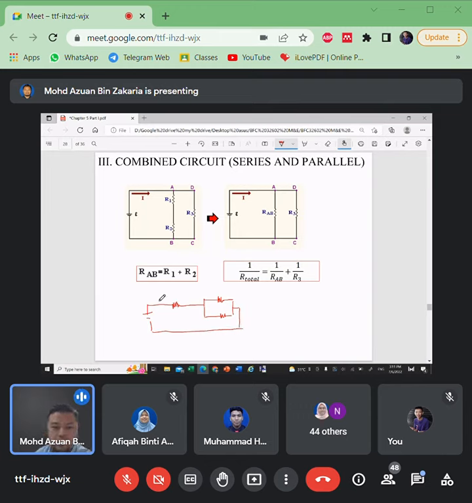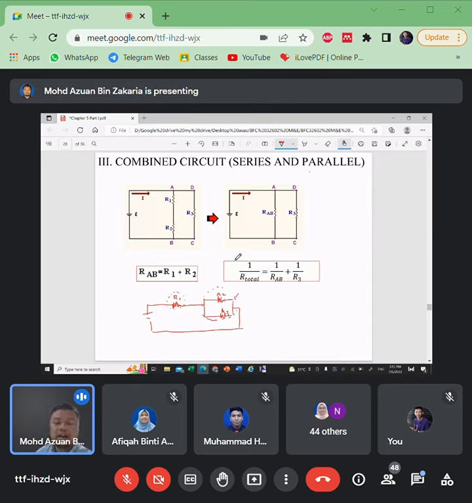Okay, which one is series? Series means the relation. This is R1, R2, R3. So a combined circuit is a combination of series and parallel. So which one is series? Series is the relation of this resistance and this resistance. This connection is series. Meanwhile, this parallel itself is parallel. You have to remember that.